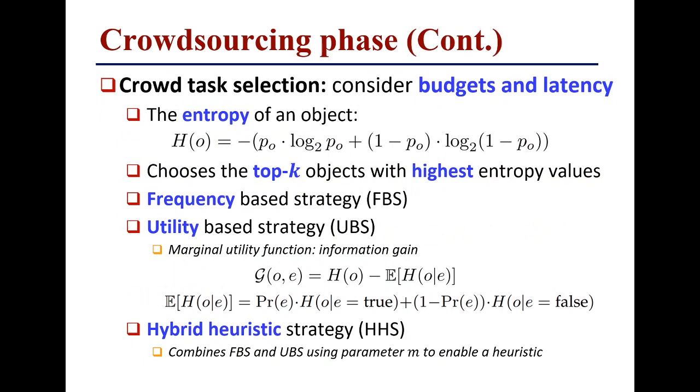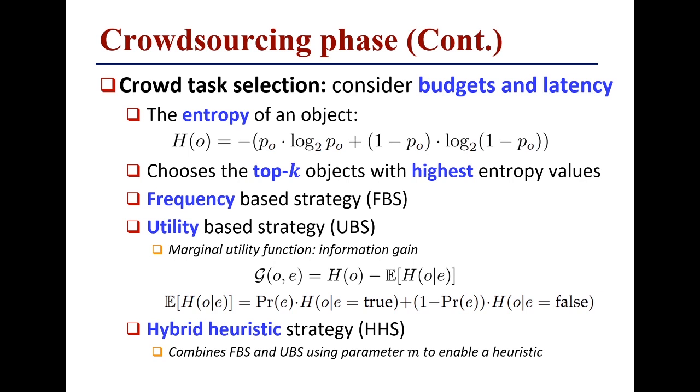Considering budget and latency constraints, we select crowd tasks in each iteration through two steps. At the first step, we employ Shannon entropy as a metric to quantify the uncertainty of objects, as the formula shows. P_O in the formula is the probability that the object O's condition holds, which is calculated in the probability computation. We choose the top K objects with high probabilities to be query answers.